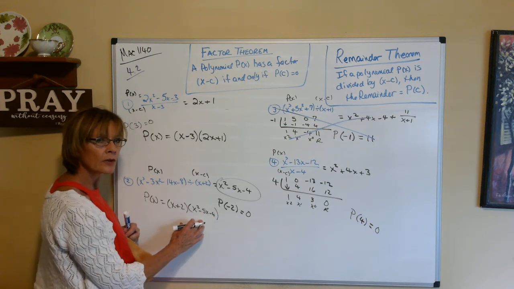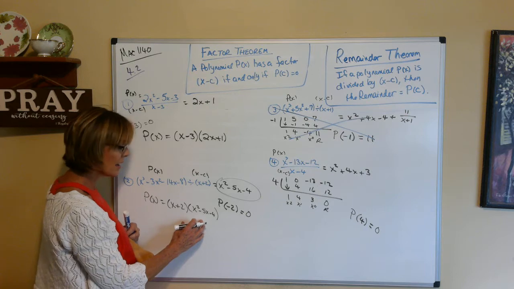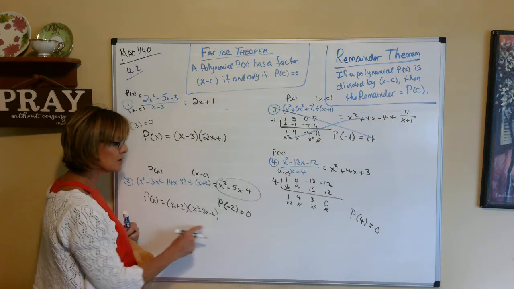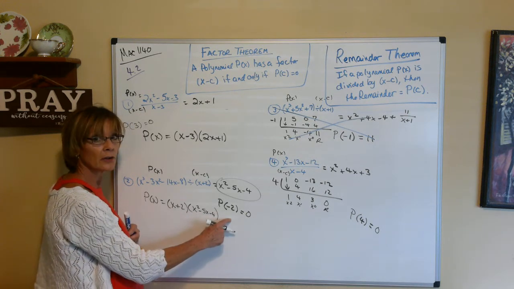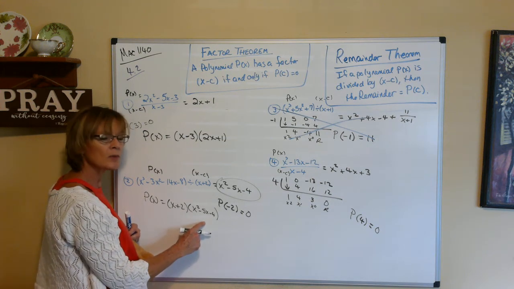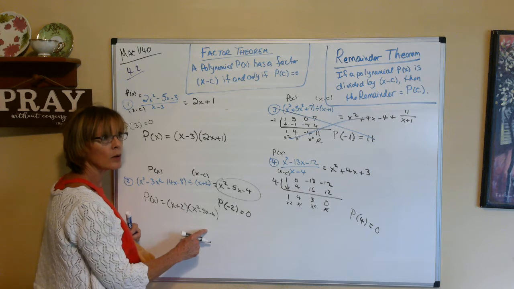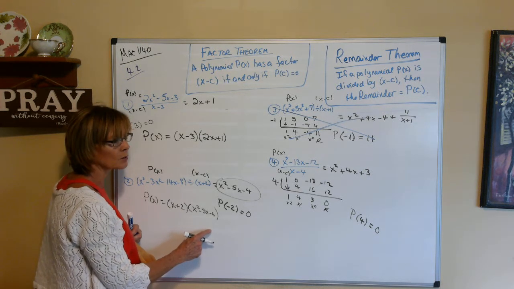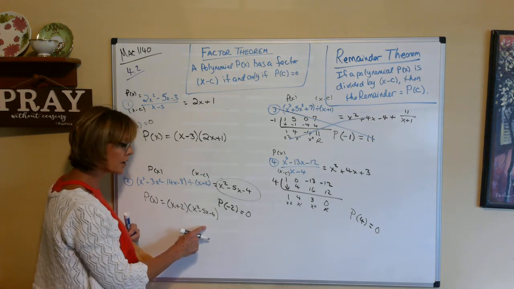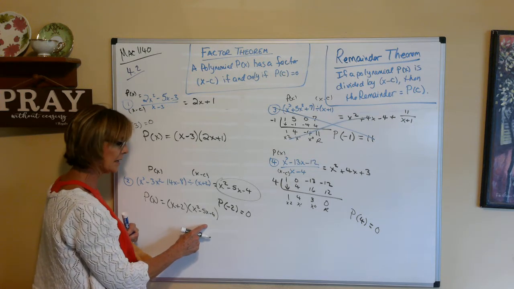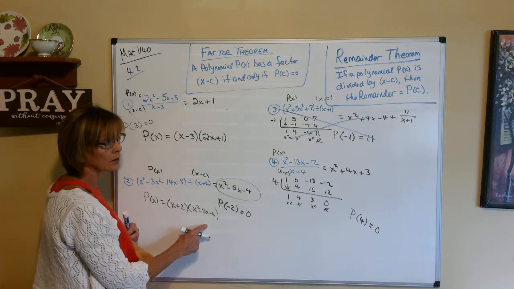What if they went further, and this is where we're headed with this, and they said, find all of the zeros. See, we found this one, x is negative 2. How would we find these? Well, we would set this quadratic equal to 0 and solve. We would either solve it by factoring or completing the square or quadratic formula, but we could find the rest of the story if we needed to. And later on, we will need to.